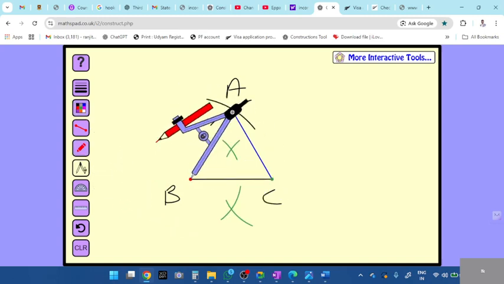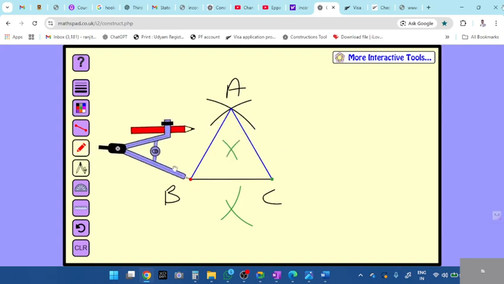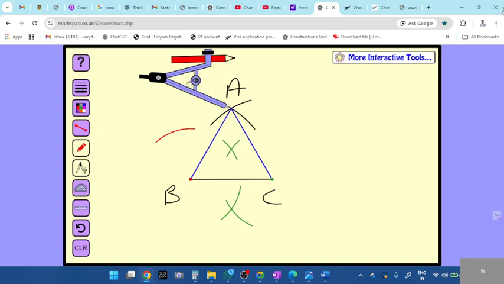Look, this is one line. B. Take more than half. Just measure. Just check the line and take more than half. This is another line.